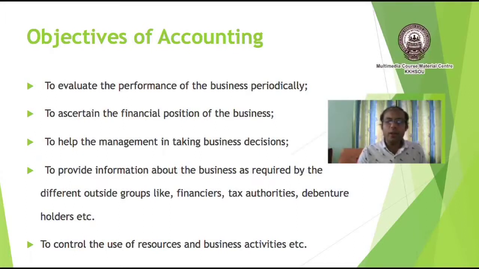Number three, to help the management in taking business decisions. To take any business decisions, we have to first depend on the financial information. That information is supplied by accounting. So, management can take decisions on the basis of the information supplied through the process of accounting. Then, accounting provides financial information about the business to the various users. There are tax authorities, creditors, investors, and all these stakeholders need financial information, and accounting provides information to these users.